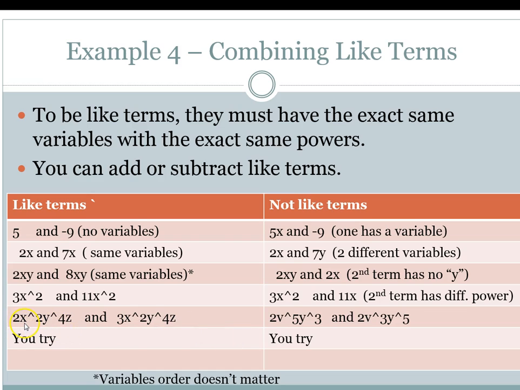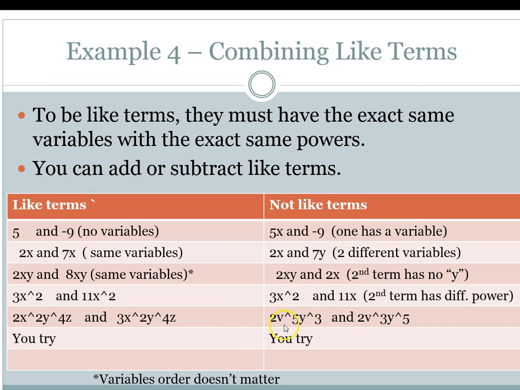This one's a little tricky to read. This is 2x squared times y to the 4th times z, and 3x squared times y to the 4th times z. Each variable has the same power: x squared, y to the 4th, z to the 1st. So you could combine those and that would make 5x squared, y to the 4th, z.